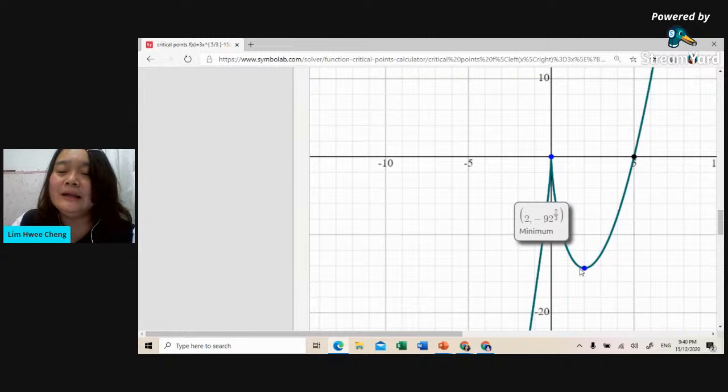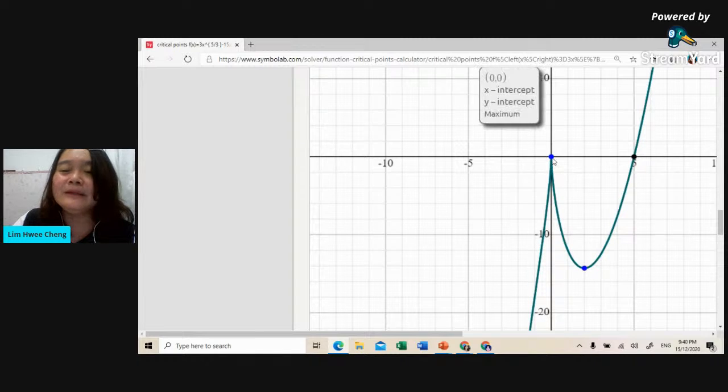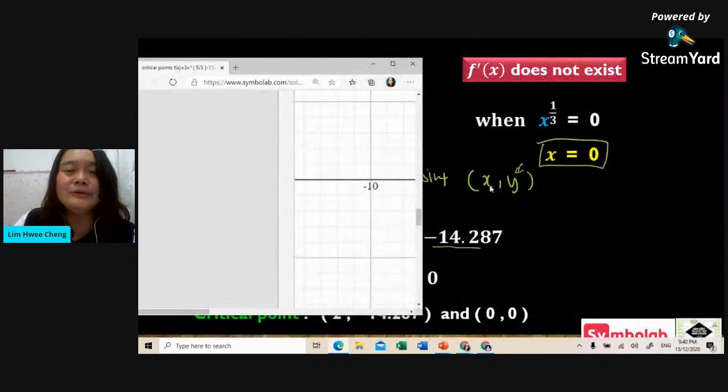Okay, ini bila dy dx nya is 0. So you can clearly see, ini gradient is 0. So dia adalah curve, ini yang vertical tangent lah. Okay, yang ini berlaku kosong tadi. So, tadi pun kita check. So, you punya answer.